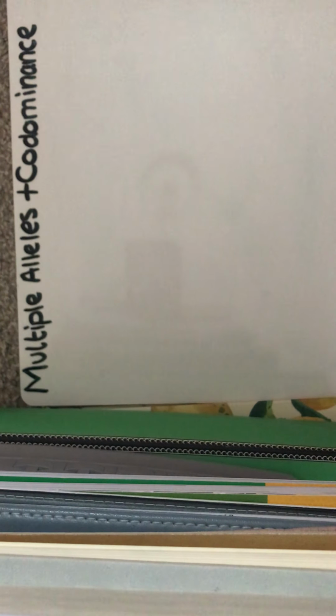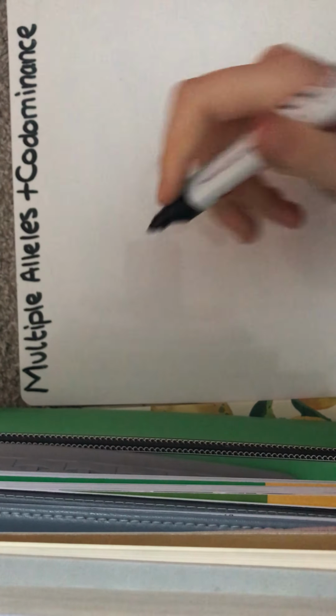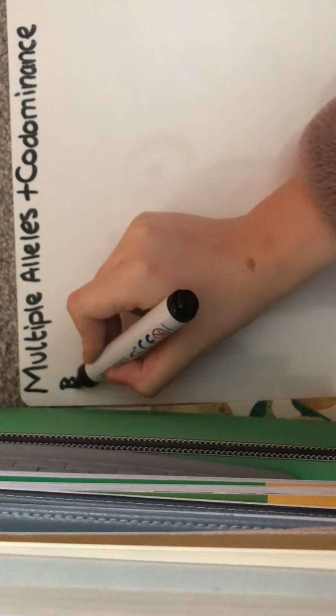Welcome to a video on multiple alleles and co-dominance. These are two separate things, but I've put them into one video because they have quite a few similarities and they can overlap. So, when looking at multiple alleles, these are characteristics of which there are 3 or more alleles in the population's gene pool. So, for example, I'm going to be talking about human blood groups.